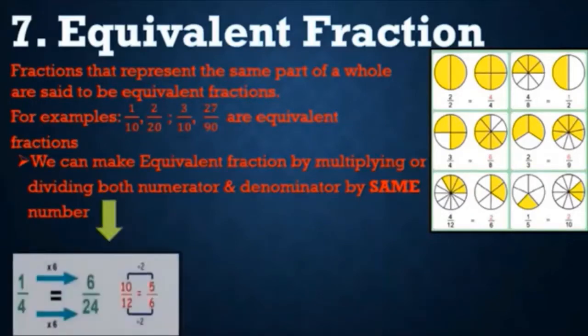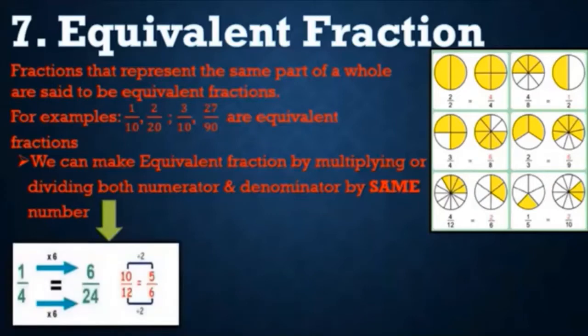For example, when we multiply 6 into 1 by 4, we will get 6 by 24. That means 1 into 6 is equal to 6 and 4 into 6 is equal to 24. That means 1 by 4 is equal to 6 by 24. So 10 by 12 is also equal to 5 by 6, because when we divide 10 by 2, we will get 5. And when we divide 12 by 2, we will get 6.